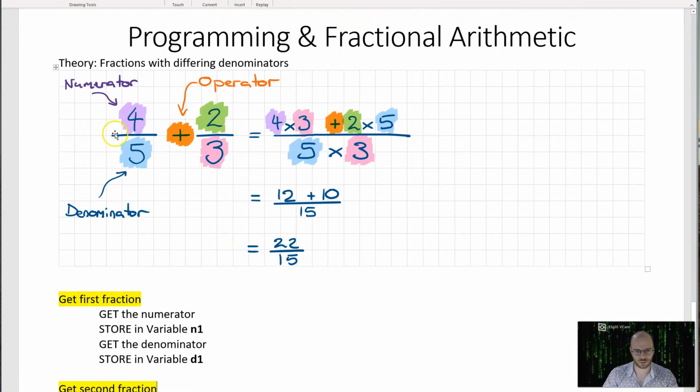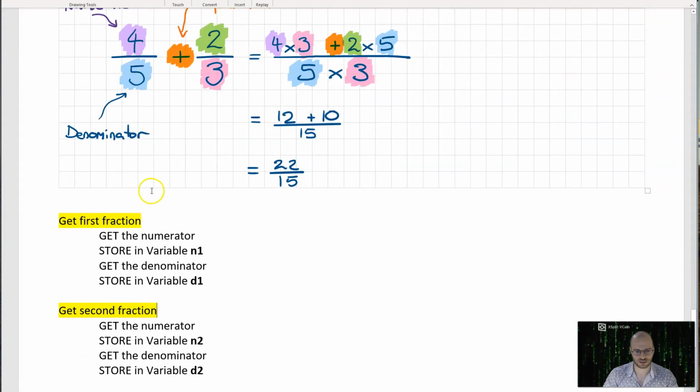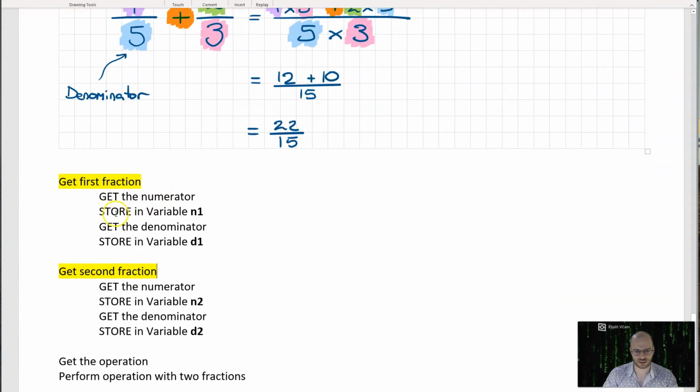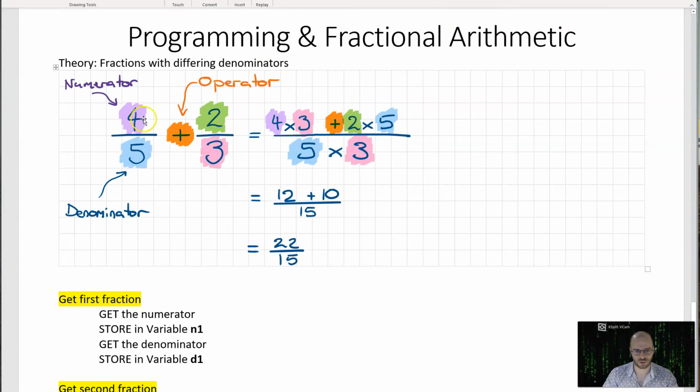So first part of our program is get the first fraction, so this guy here. So we get numerator, store in variable n1. Get denominator, store in variable d1. So 4 goes in n1, 5 goes in d1.